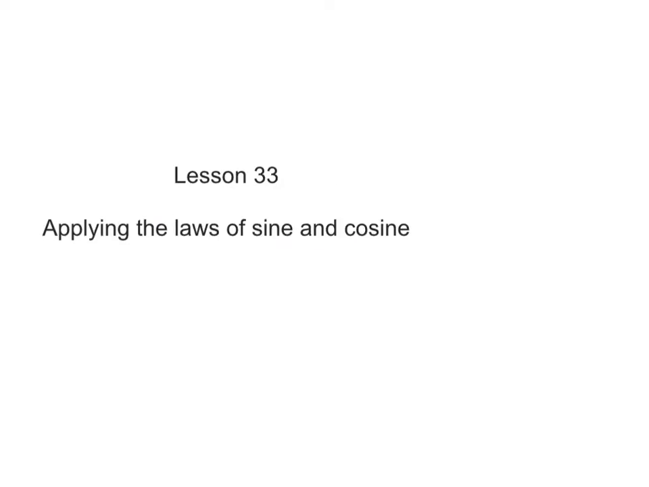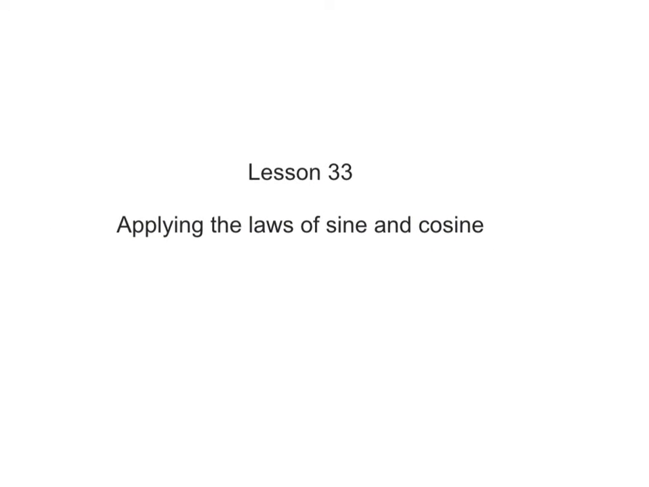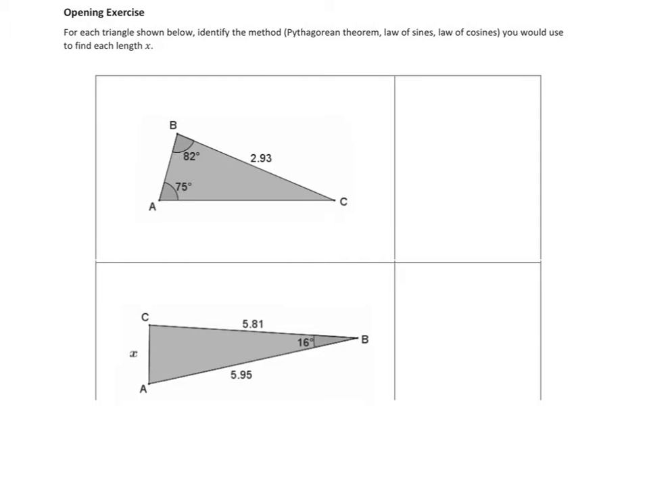Alright, geometry. Let's apply the law of sines and cosines. Let's use what we've learned, see what we can do with it. Alright, so for each triangle below, identify the method, Pythagorean theorem, law of sines, or law of cosines, you would use to find each length x.